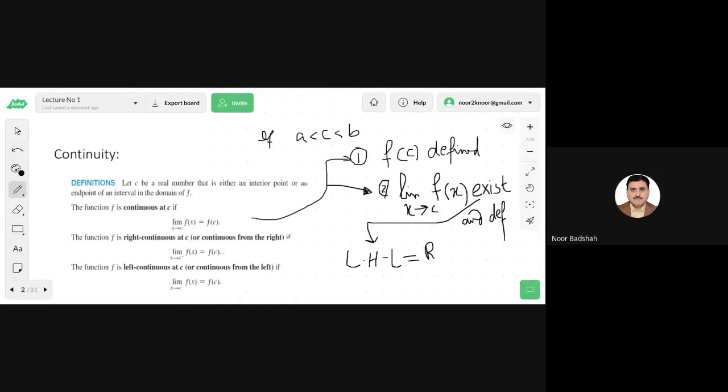LHL should be same as RHL. If they are not same, we say limit at that point doesn't exist. And secondly, if these two limits are same, the limit should not be infinity as well. If the limit exists but it is infinity, we say no, it is not satisfying the second condition.